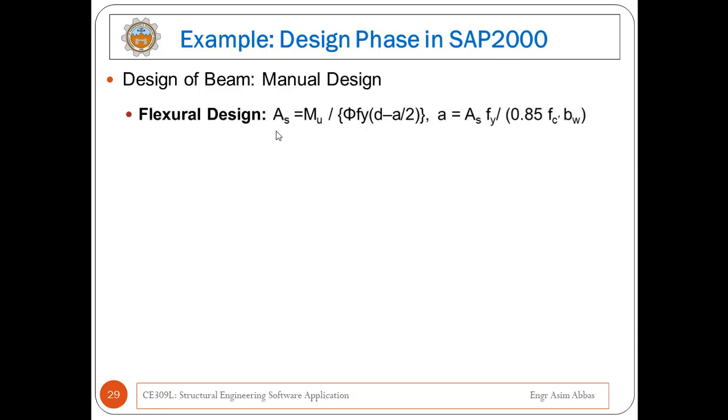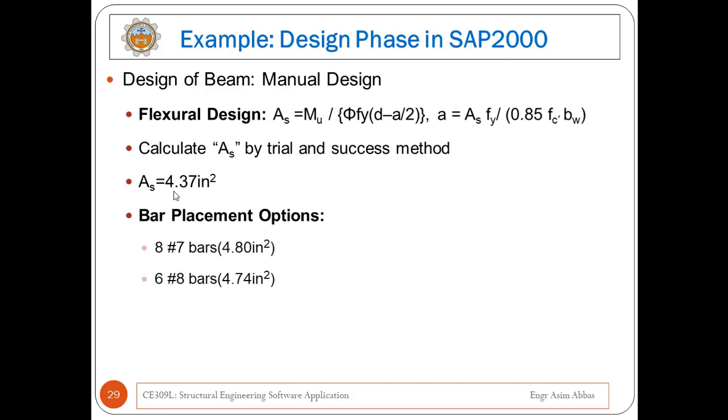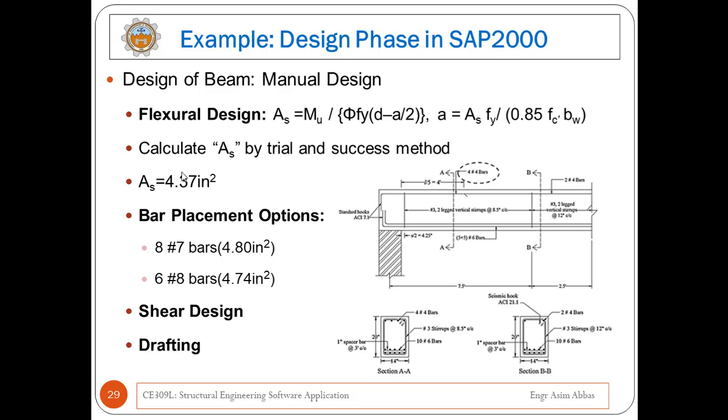Now flexure design. In the flexure design, the steel amount will be determined. So As will be determined by the trial and success method. Finally we obtain the required steel area of 4.37 square inches. On the basis of the area requirement, I will choose the following two different options for the bar placement. Then go for the shear design, then drafting. Okay, this is the complete draft of your design. This is the cross section of the beam where the location of different reinforcement is shown.